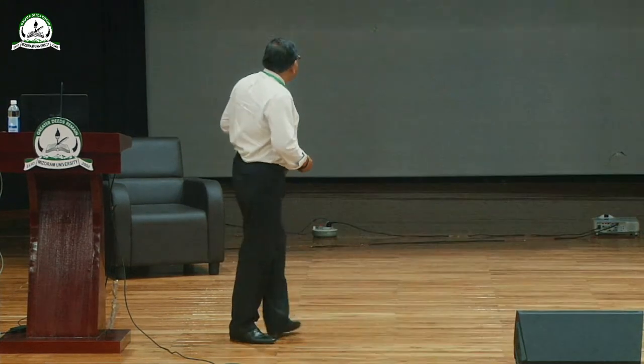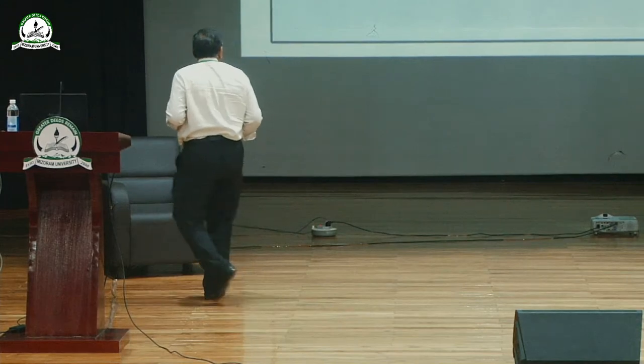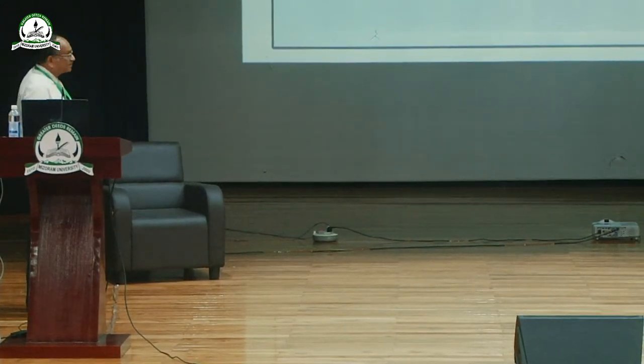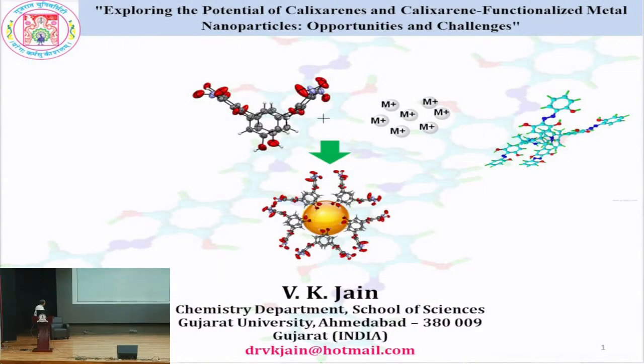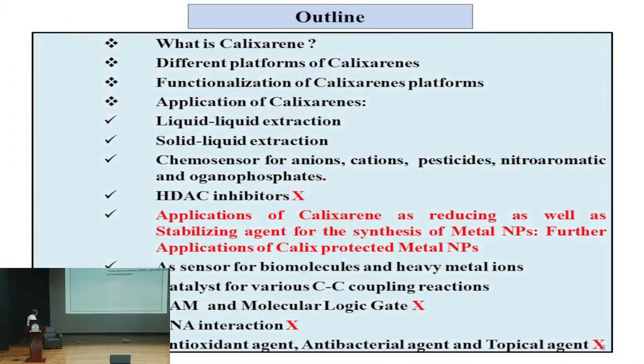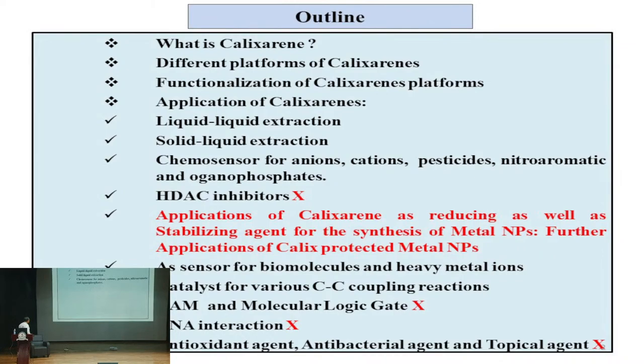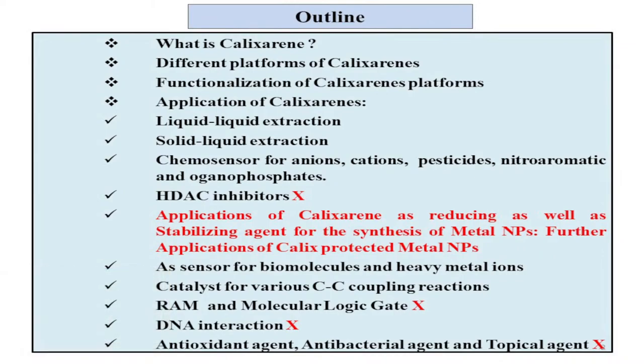So the outline of my talk is that we will understand what is calixarene, different platforms of calixarene, functionalization of calixarene platforms, applications of calixarenes by liquid-liquid extraction, solid-liquid extraction, chemosensors for anions, cations, pesticides, nitroaromatic compounds, and organophosphates, and then SDAC inhibitors we have explored, but I will not cover this. And application of calixarene as a reducing agent as well as a stabilizing agent. These two things are very important. Reducing agent as well as stabilizing agent for the formation of calyx-protected metal nanoparticles, and then as a sensor for biomolecules and heavy metal ions, and then catalysis for various C-C coupling reactions.